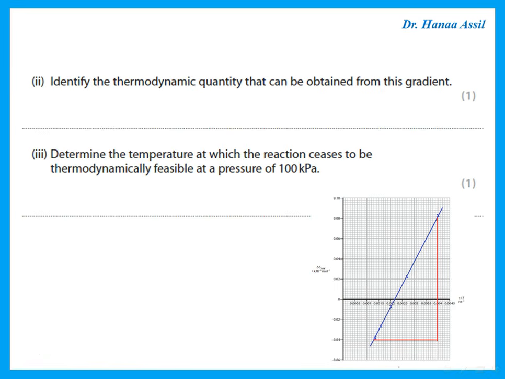Well, let us look at the gradient. The gradient is the delta S over 1 over T, or versus 1 over T. So actually, the thermodynamic quantity that I can get is the delta H.